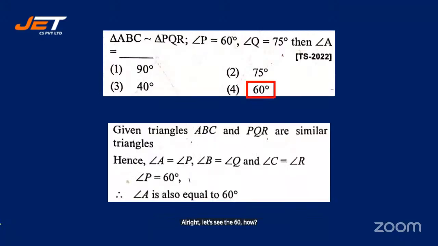How? Given that triangles ABC and PQR are similar triangles, which means that angle A is equal to angle P, angle B is equal to angle Q, angle C is equal to angle R. Right? So angle P is equal to 60 degrees. Angle A is also equal to 60 degrees. Okay. Right. See the next question. This is a beautiful sum.